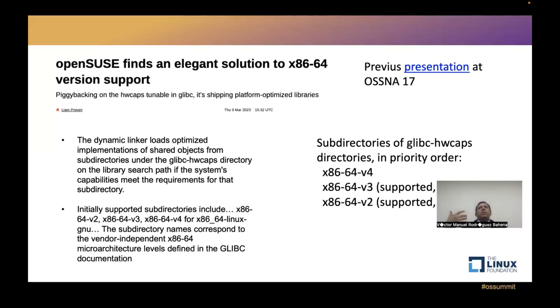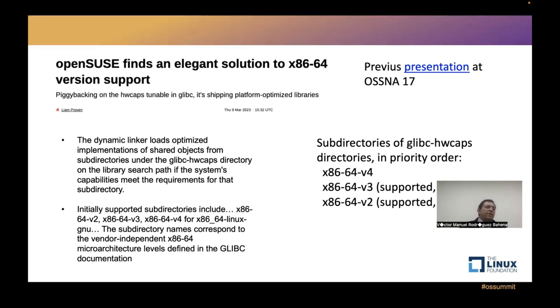Recently, more and more distributions have added an elegant solution for x86-64 version support. And this is thanks to the dynamic linker. The dynamic linker is going to load the optimized implementation of the shared objects from a subdirectory called glibc-hwcaps. This directory is going to be part of the library search path. And it will check what platform I am located on. Based on that, the linker is going to dynamically link those specific optimized libraries when needed.